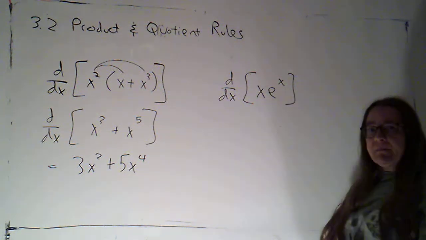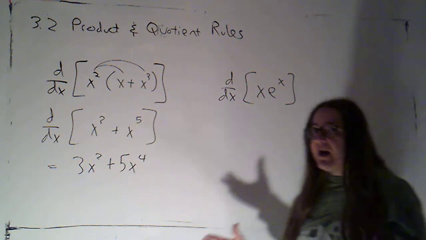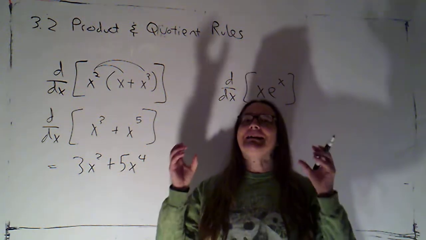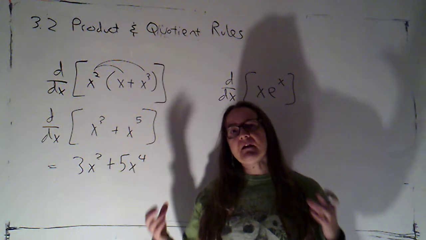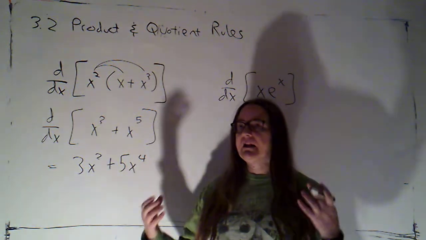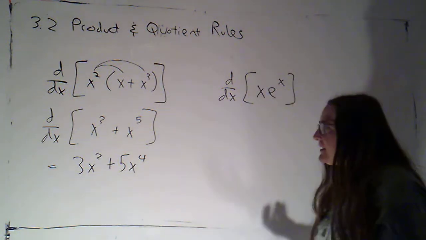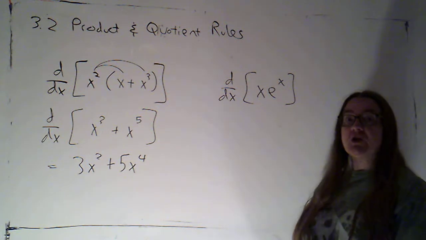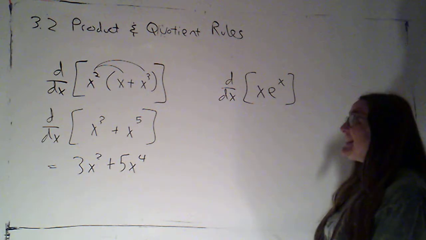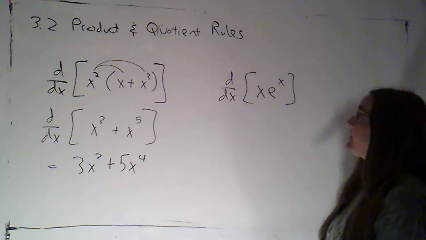Now, what I'm going to do in this video is just talk about what the rule isn't. Because based on the sum and difference rules, a lot of people think, hey, the derivative of the product should just be the product of the derivatives. And it is not. Okay?